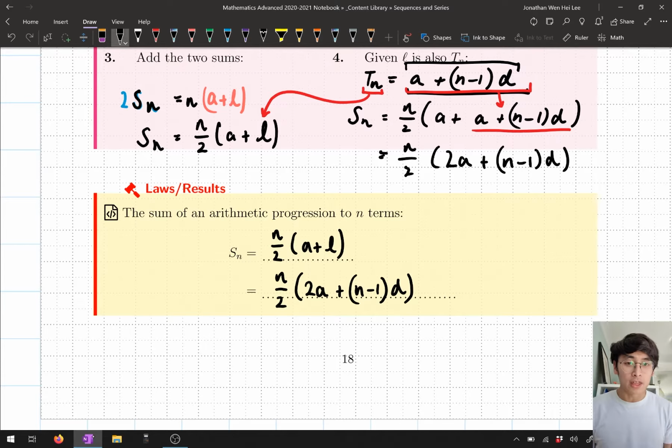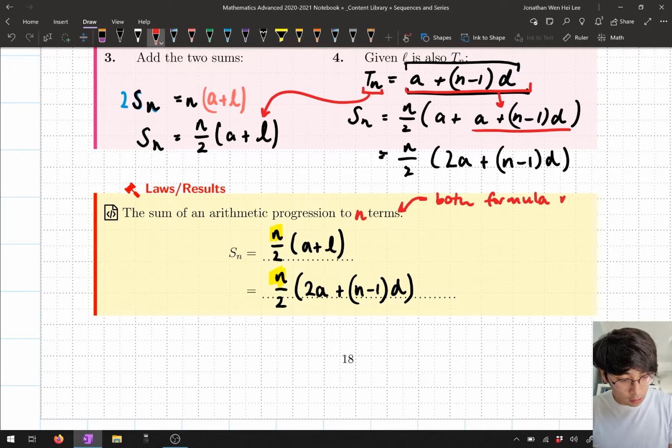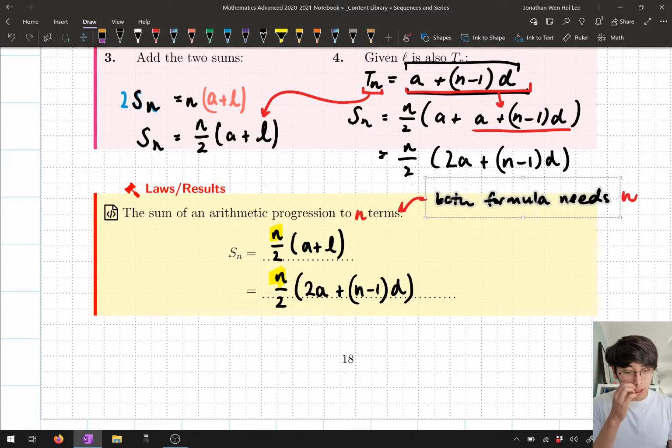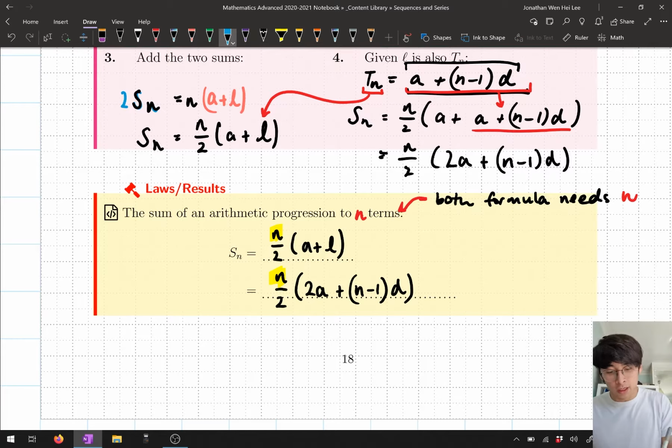Now, both of these formulas work in helping us find the sum of an arithmetic progression. But as you notice, both of them have a few things different. Before we look at what's different, let's talk about what's in common. Both of them have this n value. Regardless of which version you use, you need to find the total number of terms, so we need this n value. Both formulas need n. And the other thing that both formulas need is the starting term a. So regardless of which formula you use, you're going to need both the number of terms that you're adding together and also your starting term.